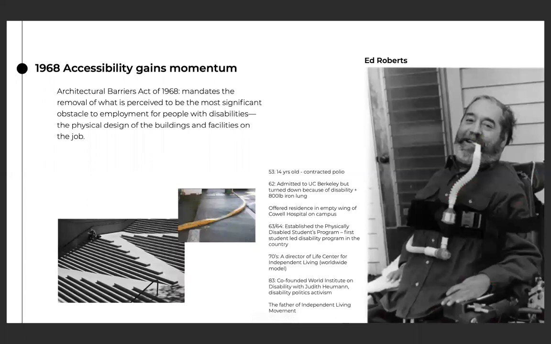In 1968, accessibility gains momentum. So this focuses on the physical design of buildings and facilities on the job, which is the number one barrier to employment. This act requires that all buildings designed, constructed, altered, or leased with federal funds be made accessible. So on screen, if you look on the bottom, we see that there are stairs, but there's a ramp that goes through those stairs.